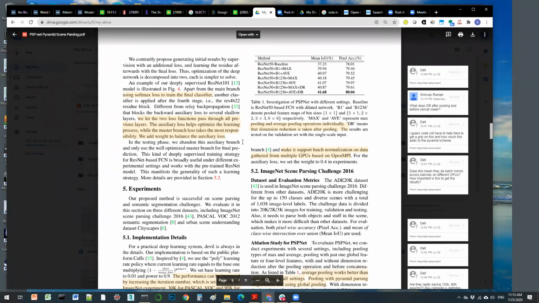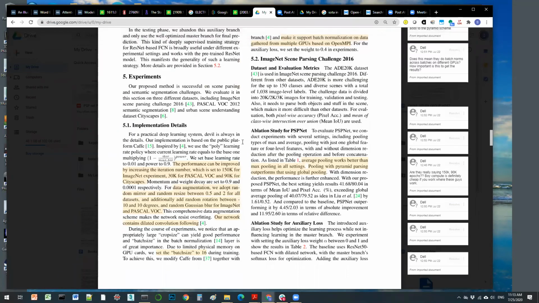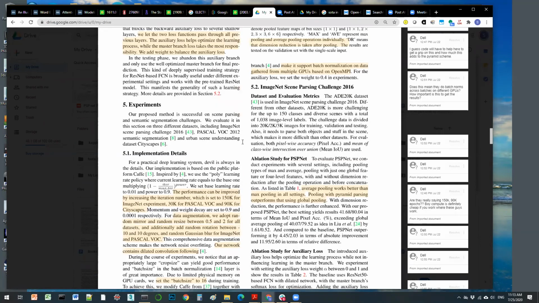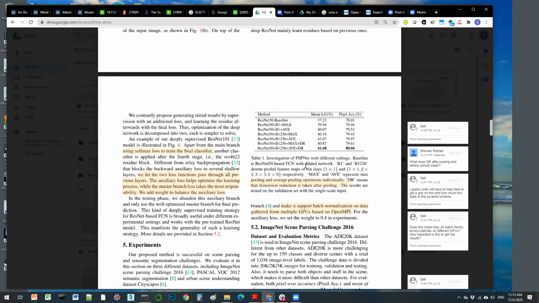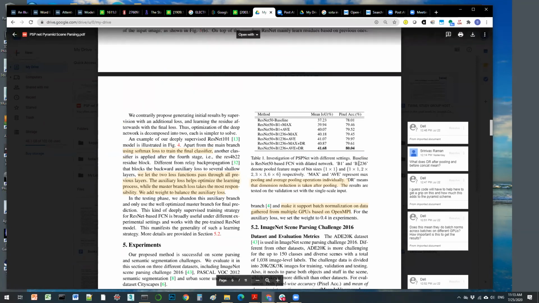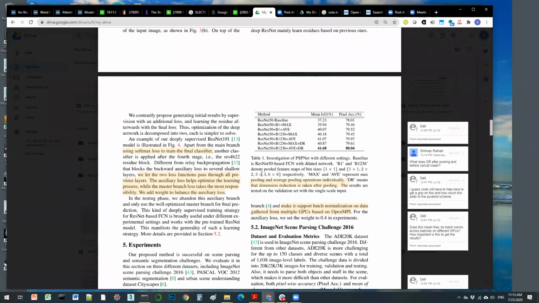So I can understand the baseline is ResNet with the dilated network. B1 and this denote just 1, 2, 3, 6. One is just 1 by 1, and then the 1, 2, 3, 6 is just the various sizes we saw, and then max and average is the max and average pooling. Now, what is the dimension reduction taken after pooling, and what is dimension reduction?